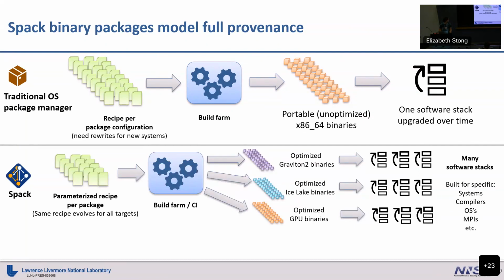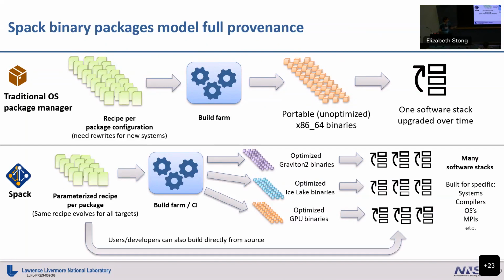So in Spack, we have parameterized recipes, like I said. We have a build farm that we run through our CI system, and we build architecture-specific binaries. And so you can have as many separate stacks as you need out of one system. The only limit is how much build farm time you're willing to put up for this. And then anything that you don't build, well, Spack is still a from-source package manager originally. The user can seamlessly integrate your binary packages with their source builds through Spack.